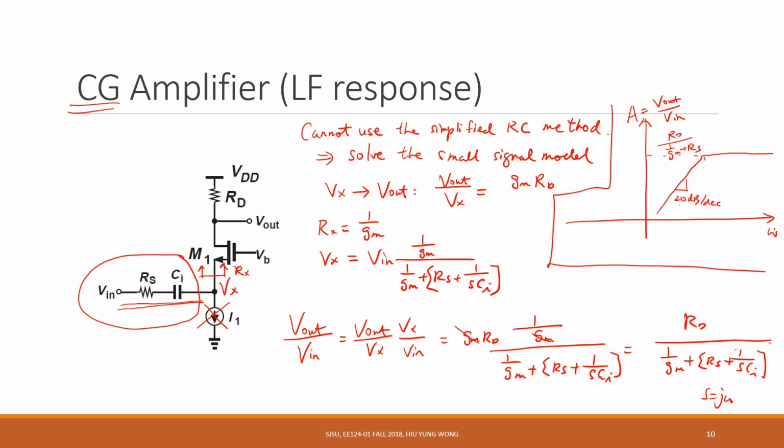And you can also prove that the pole of this one is Gm divided by 1 plus Gm Rs times Ci. How do you do that? Just set the denominator equal to 0. Then you will get this one.